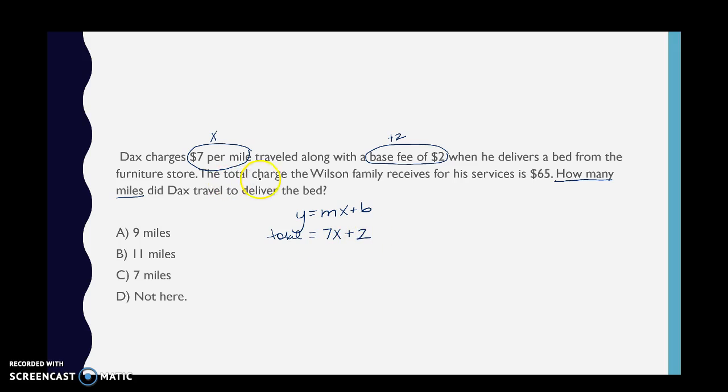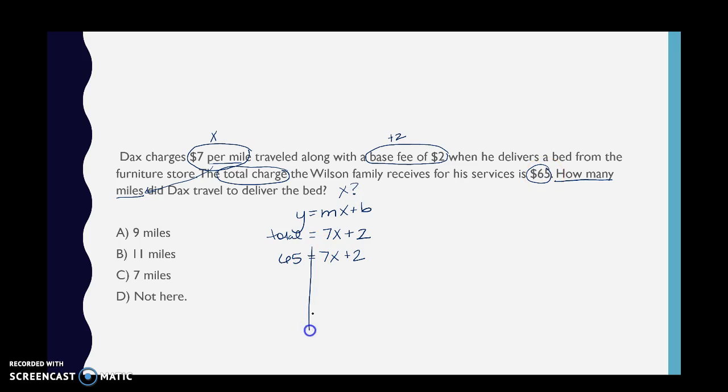So it's telling us here that the total charge that this family receives is $65. So since it's total, we're going to plug this in for total. So 65 equals, going to keep our equation, and it's asking for how many miles. So since I did per mile, I know that that's matching up. So I'm looking for what is x when y is 65.